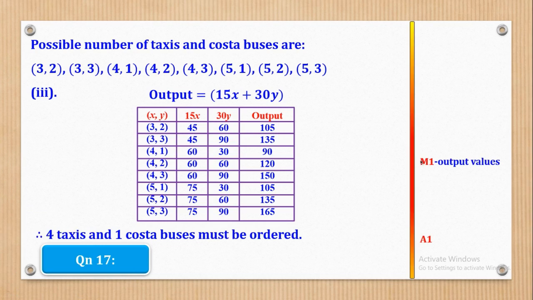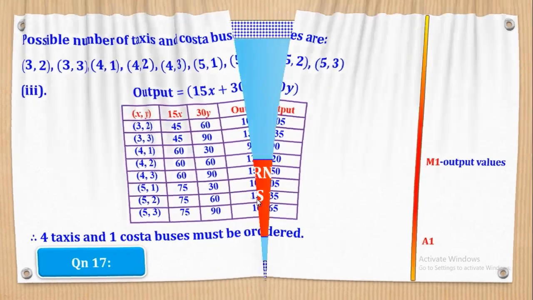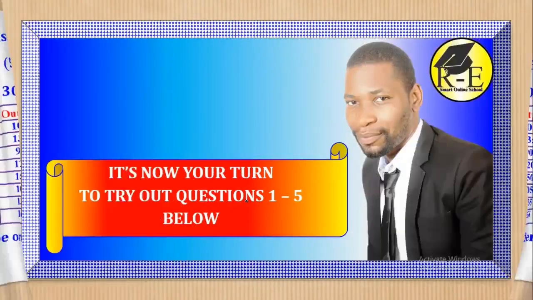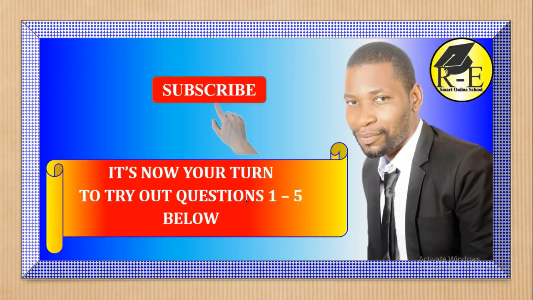So in this case, we know that the whole of this column for output is that M1, and this one is the conclusion. So that's how you can get all the 12 marks in that question of 17. I believe you have marked yourself and checked your progress. So now I'm going to leave you with 5 questions which are for section A, and these questions are for math paper 2, O-level math paper 2, for the UNEB of 2019.